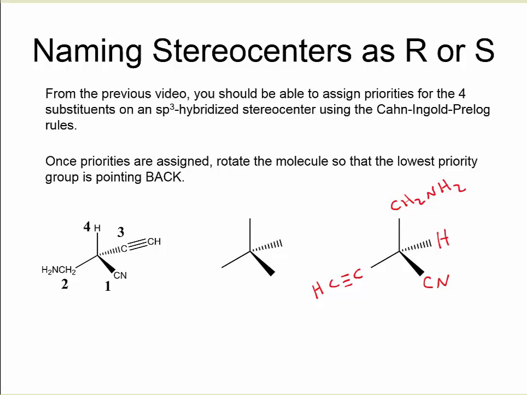So I can use either of those methods to rotate the molecule to determine the absolute configuration. Just to get it all on one screen, it would look like this. So either of those rotations is perfectly fine.